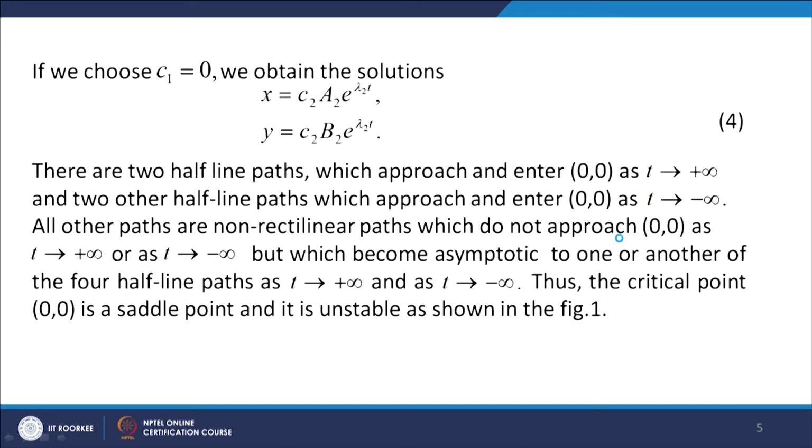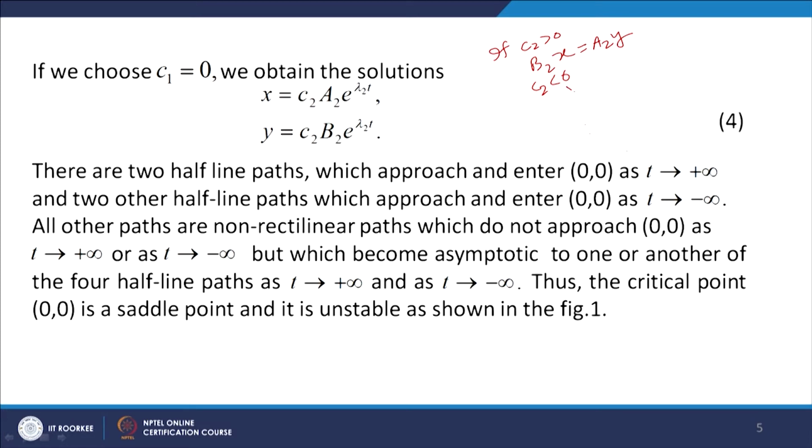Now, if you take c1 equal to 0, then you get x equal to c2 a2 e to the power lambda 2 t, y equal to c2 b2 e to the power lambda 2 t. So, this also gives two half line paths which are given by b2 x equal to a2 y. If c2 is greater than 0, then the half line path is given by the line b2 x equal to a2 y, and if c2 is less than 0, then we get the other half line path given by the line b2 x equal to a2 y.